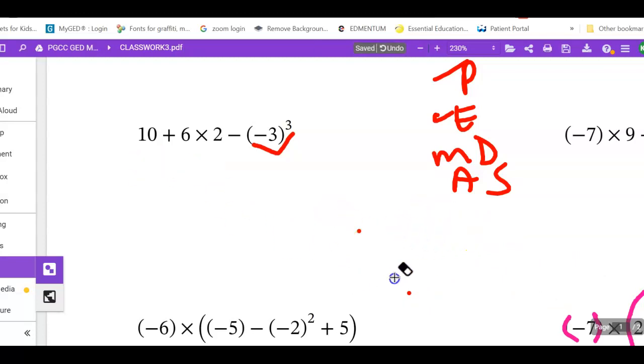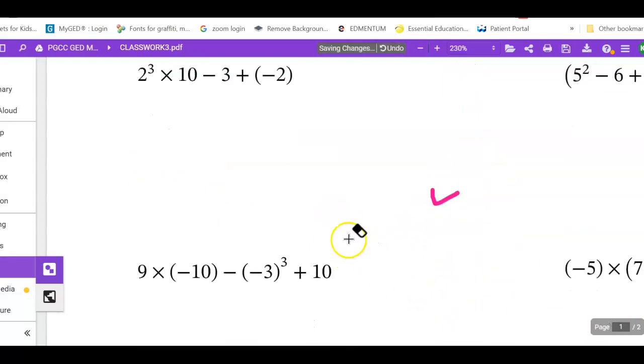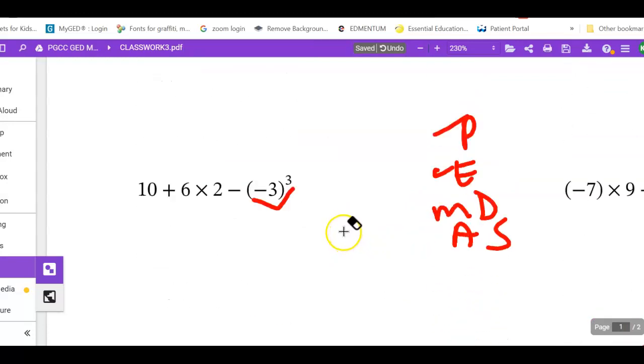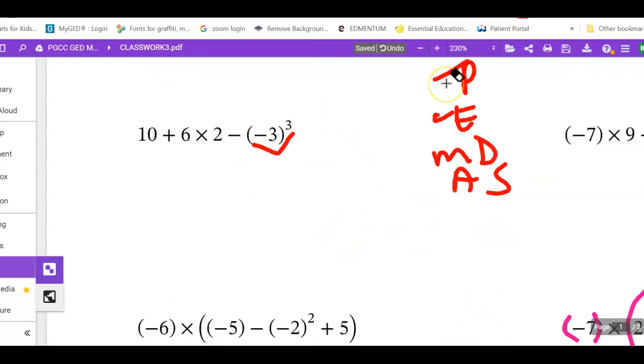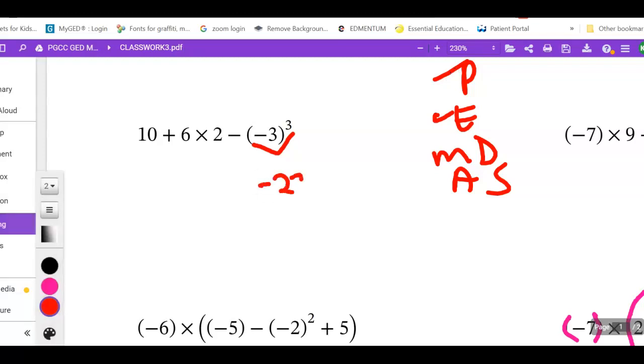Did I just do this one? Oh, it looks similar because of the one that's up there. All right, let's go ahead and continue. So we know that this is going to be a negative 27. I'm going to write that negative 27, and just so that you can see it clearly, I'm going to put the parentheses around it. Now I'm going to bring everything else back down.